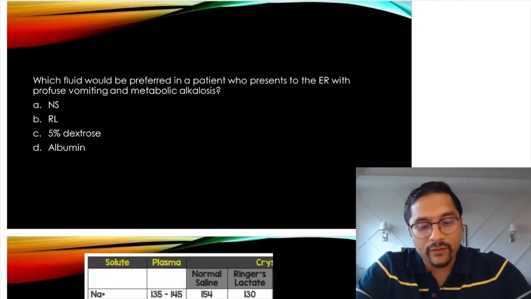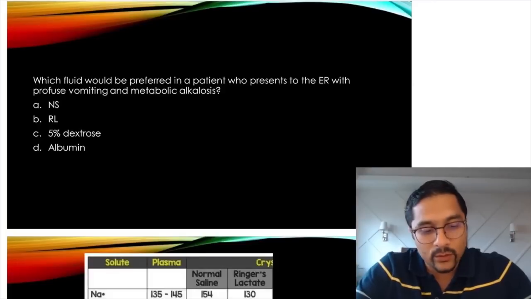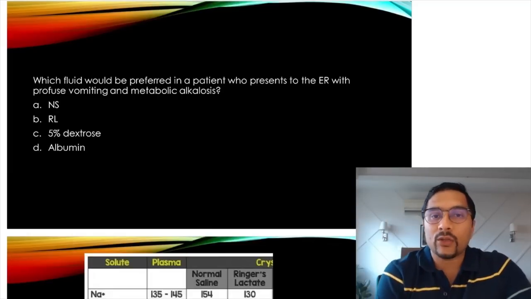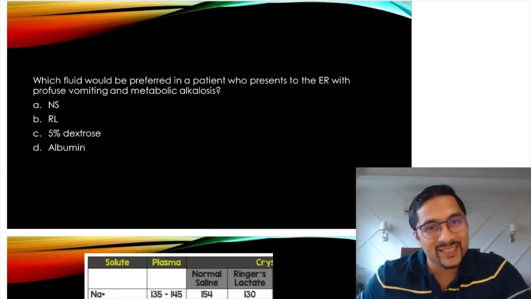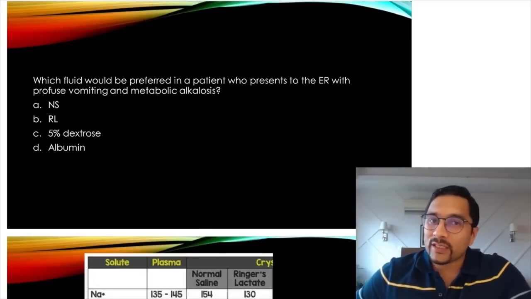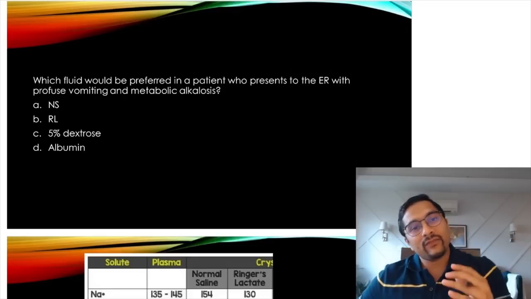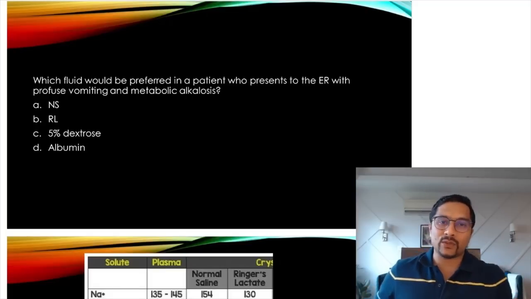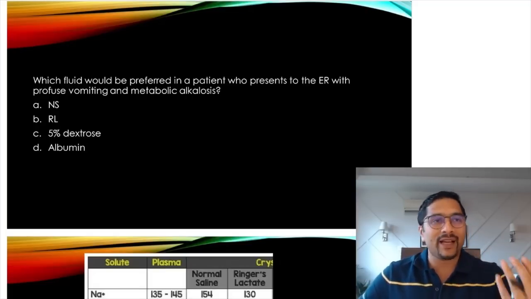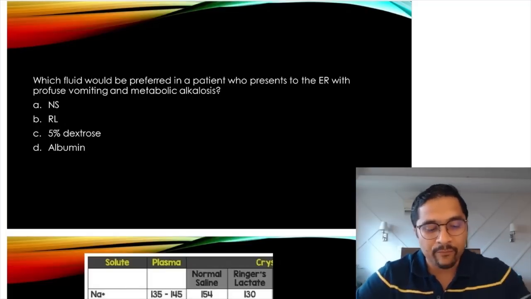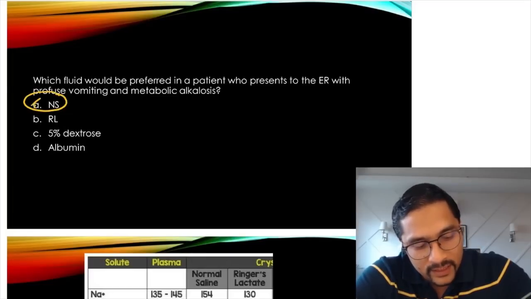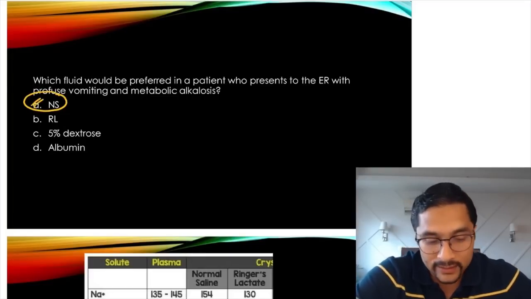Which fluid will you prefer in a patient who's come to the emergency room with profuse vomiting and metabolic alkalosis? So we know this, let's assume a child who has hypertrophic pyloric stenosis. And in that child we know the metabolic abnormality. You have hypokalemic, hypochloremic metabolic alkalosis, right? And the best fluid in these patients is first normal saline. NS is given.